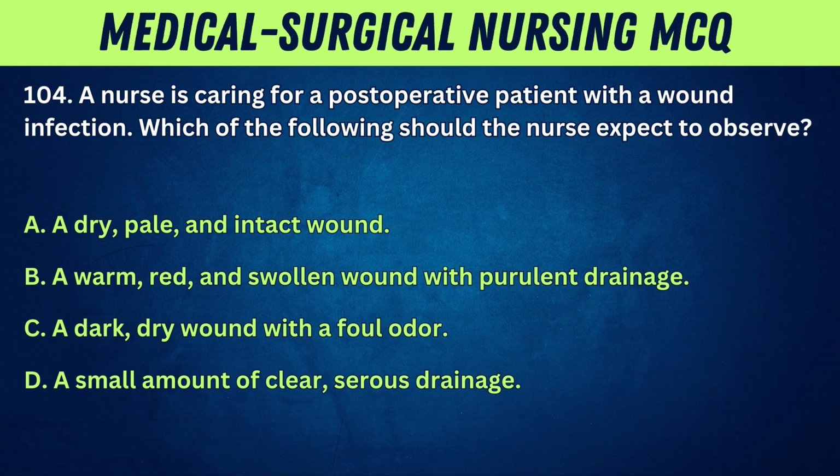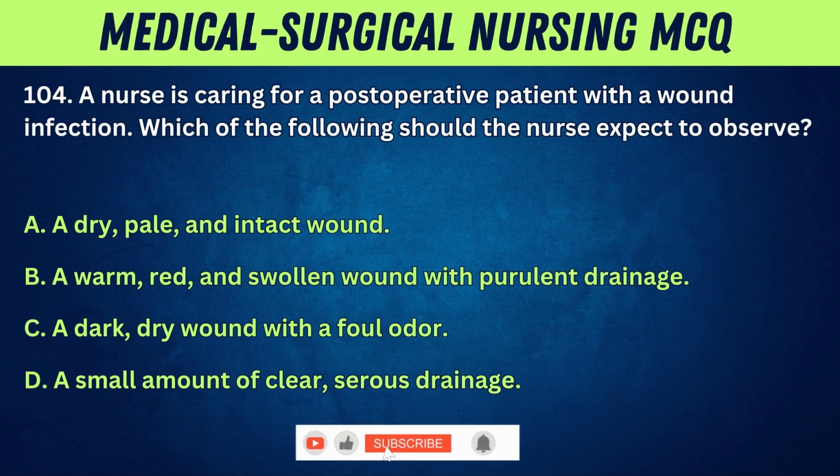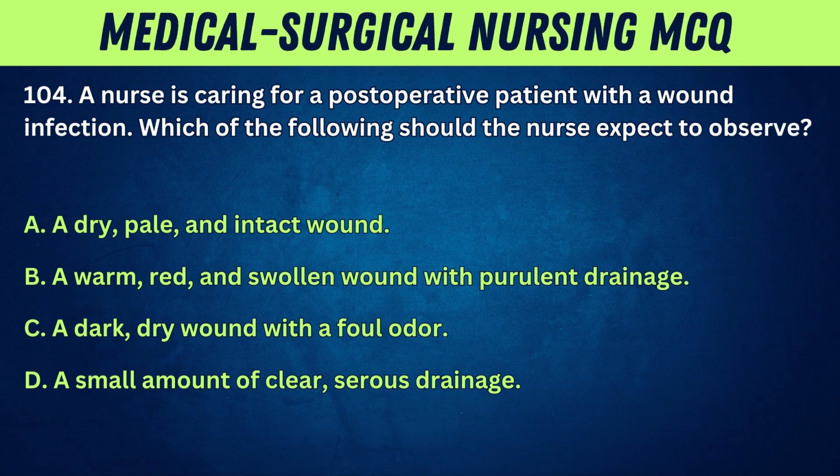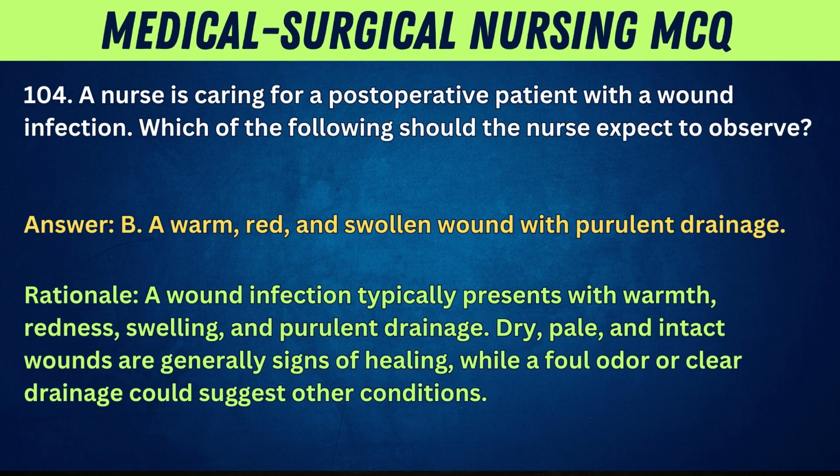104. A nurse is caring for a postoperative patient with a wound infection. Which of the following should the nurse expect to observe? A. A dry, pale, and intact wound. B. A warm, red, and swollen wound with purulent drainage. C. A dark, dry wound with a foul odor. D. A small amount of clear, serous drainage. Answer: B. A warm, red, and swollen wound with purulent drainage.